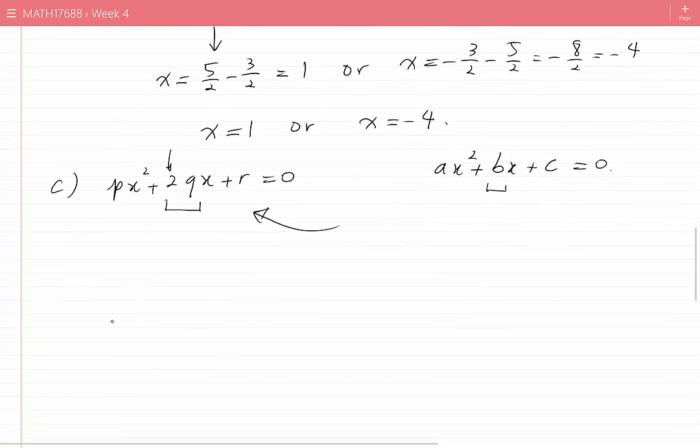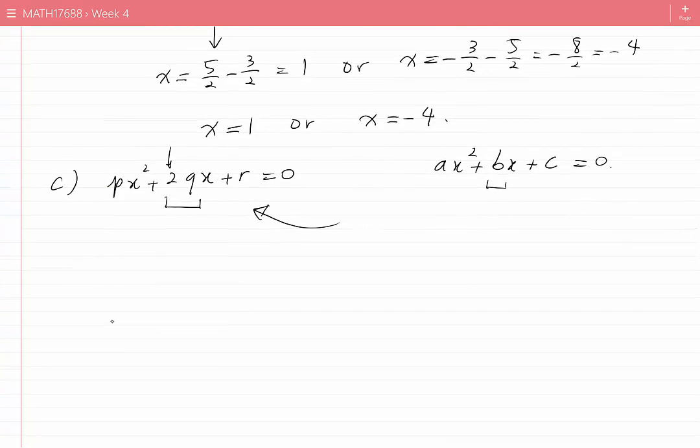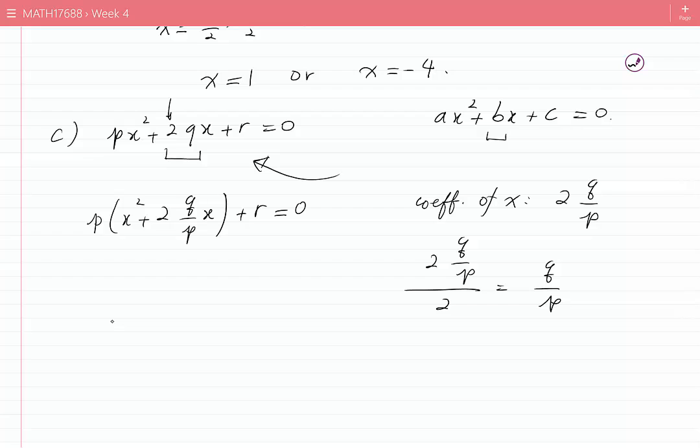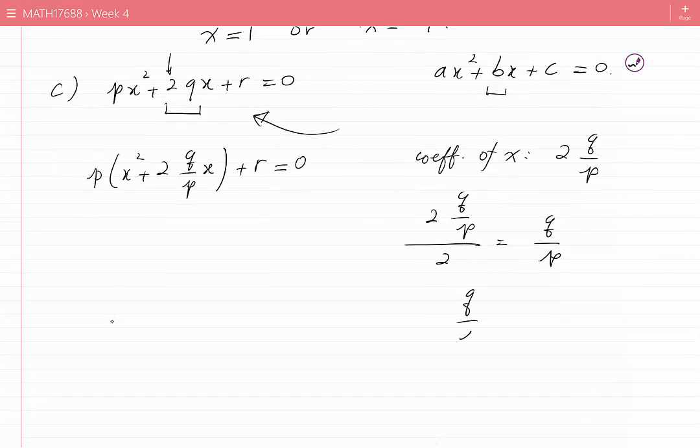Let's now approach solving this equation. We factor the coefficient of x squared from the first 2 terms. That would give us p times (x squared plus 2q over p x), and then plus r outside the bracket equal to 0. Now the coefficient of x in our case is 2q over p. Divide the coefficient of x by 2, and you would get q divided by p, and square it: (q over p) squared.